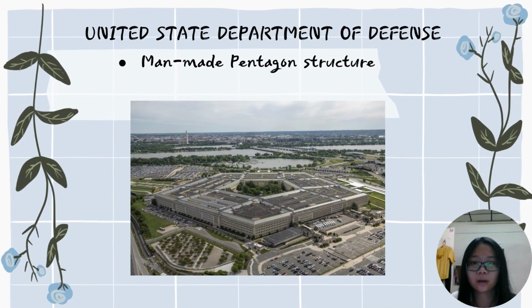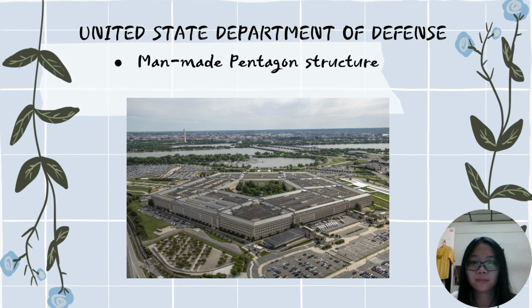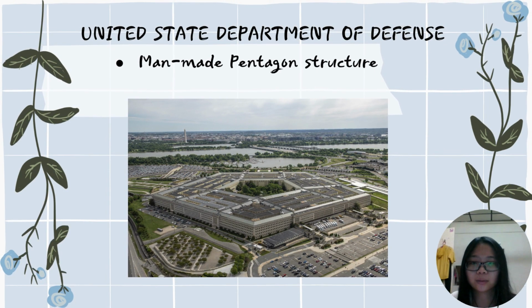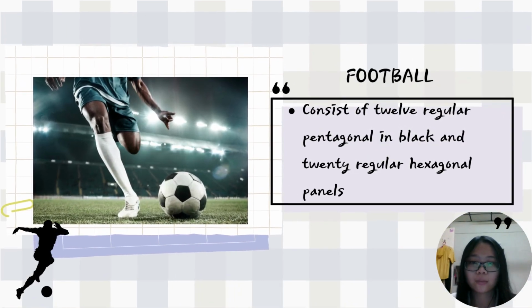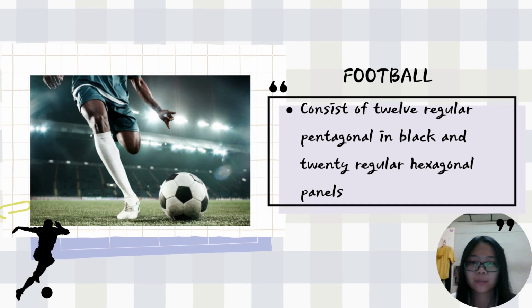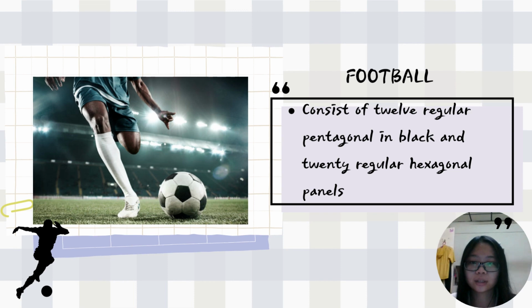Now, let's take a look at some real-world examples of regular pentagons. First, the man-made pentagon structure, the United States Department of Defense, is one of the most visible examples of a pentagon in real life. For years, people have looked to the pentagon to create appealing models such as infrastructure models. Second example is a football. Most footballs consist of 12 regular pentagons in black and 20 regular hexagonal panels positioned in a truncated icosahedral spherical geometry.